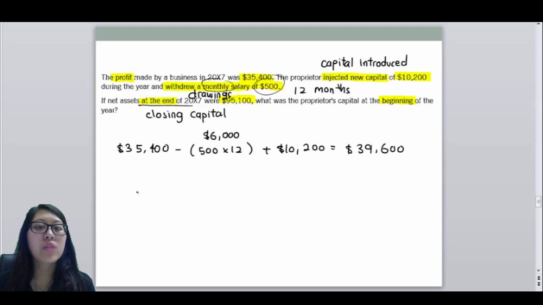So let's just work backwards then. If we know at the end of the year we got $95,100, all we need to do is minus the $39,600 to get back to our opening figure, which should be $55,500.